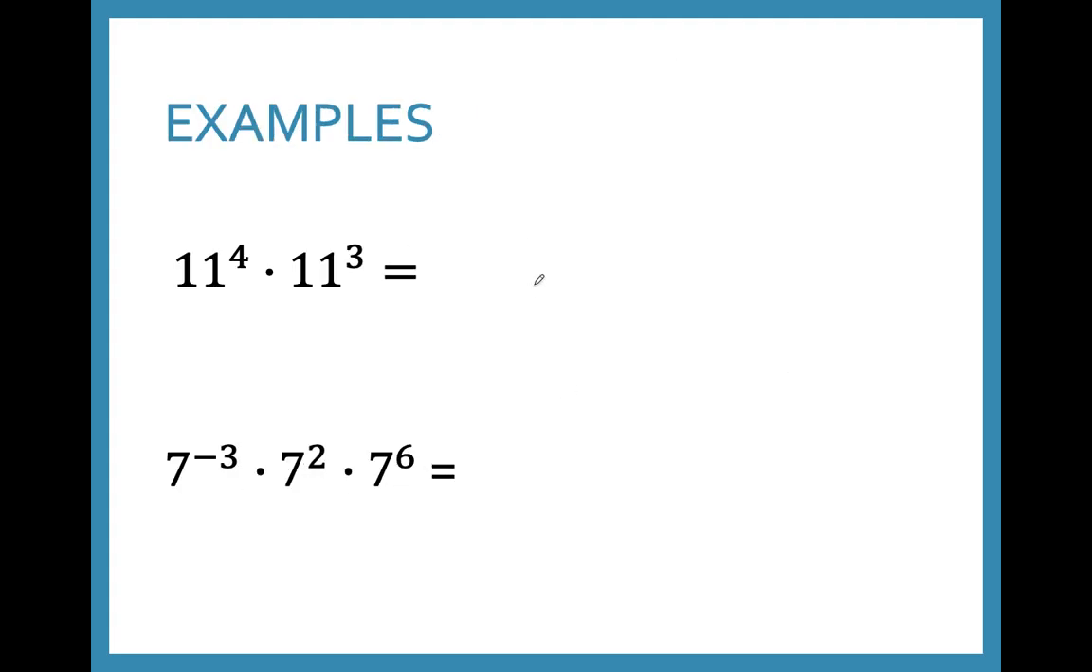All right, so a couple examples, 11 to the 4th times 11 to the 3rd. Using the shortcut, you would add 4 plus 3, and that's 11 to the 7th. Okay, this one down here is a little trickier because we have a negative exponent, which we didn't talk too much about, but we have the same strategy. It is 7 to the negative 3rd times 7 to the 2nd times 7 to the 6th. So you're actually going to add negative 3 plus 2, which is negative 1, and then negative 1 plus 6, which is 5. So your final answer here would be 7 to the 5th power.